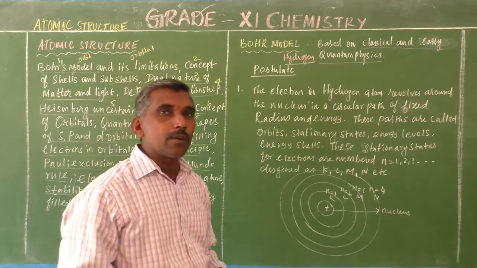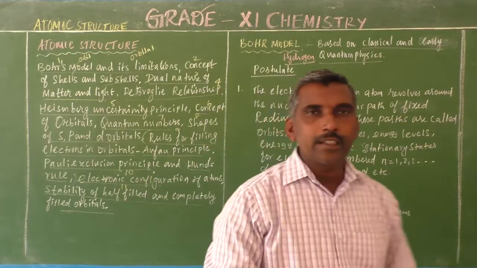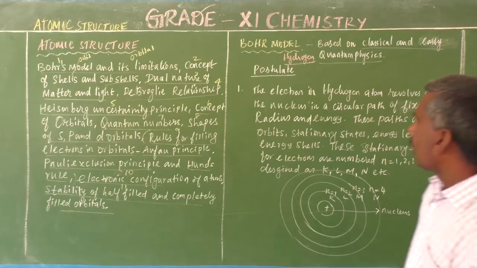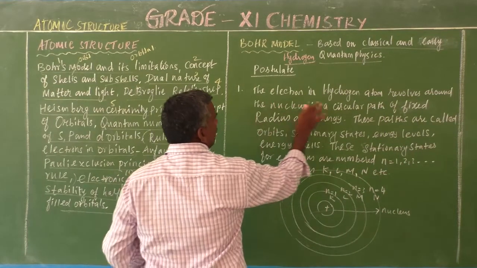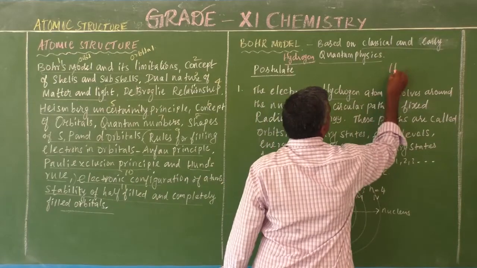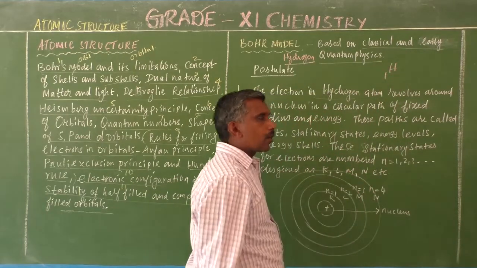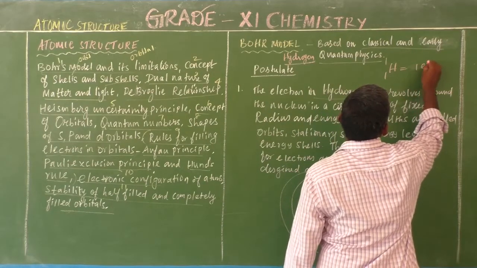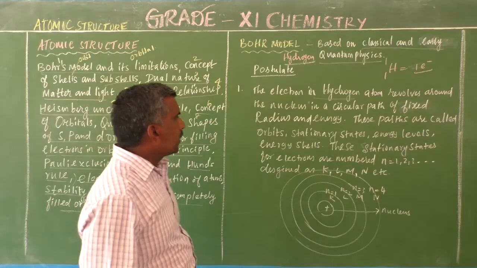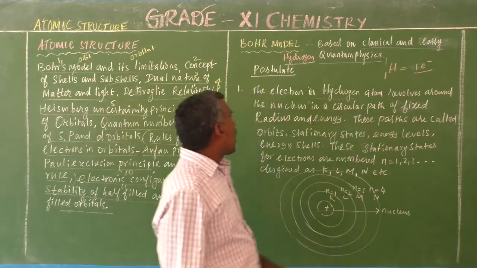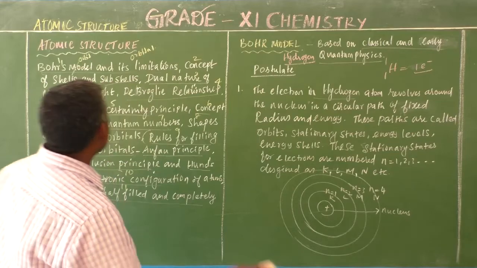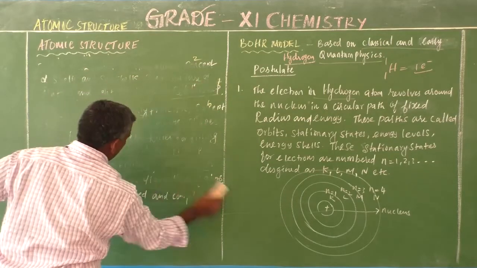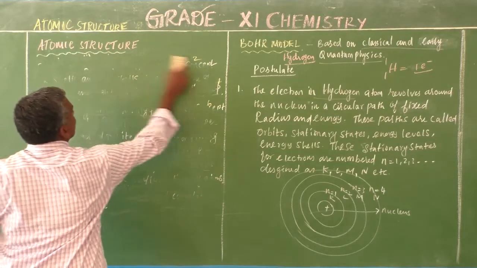In 9th standard we studied two postulates of Niels Bohr's model. Here, there are many postulates. Now the first postulate: the electron in the hydrogen atom. The hydrogen atom has mass number 1 and atomic number 1, so only one electron is present. The electron in the hydrogen atom revolves around the nucleus. So in the hydrogen atom, the electron revolves around the nucleus in certain fixed orbits.